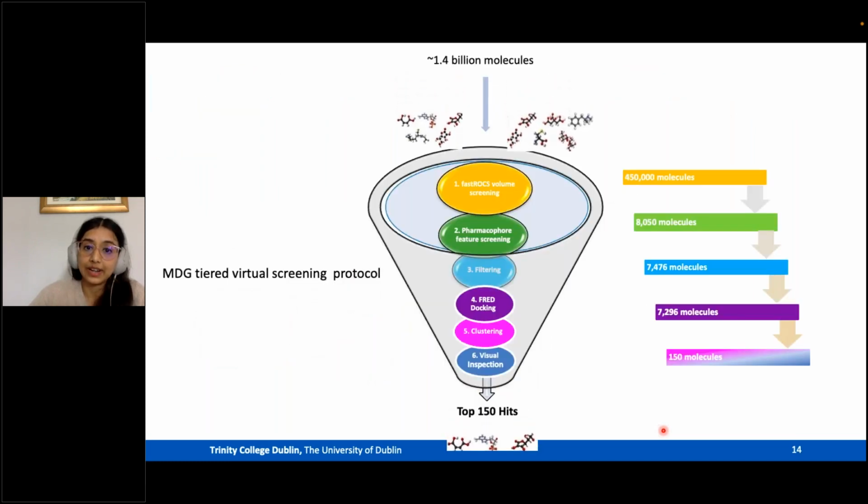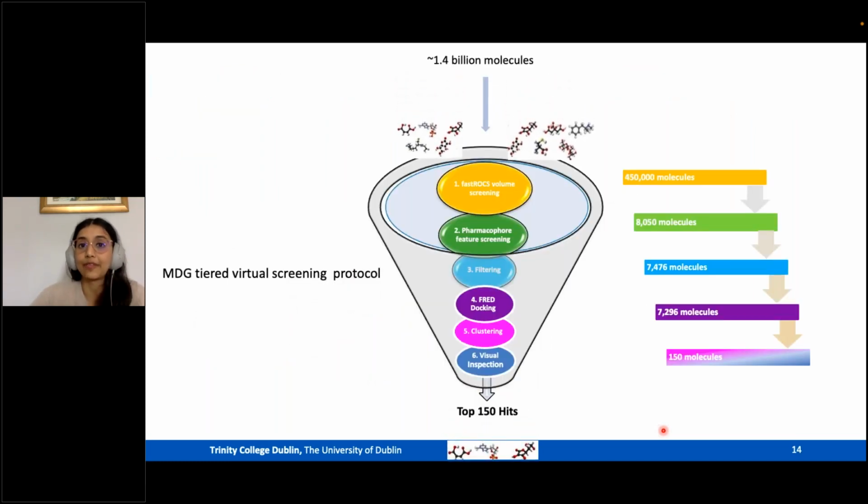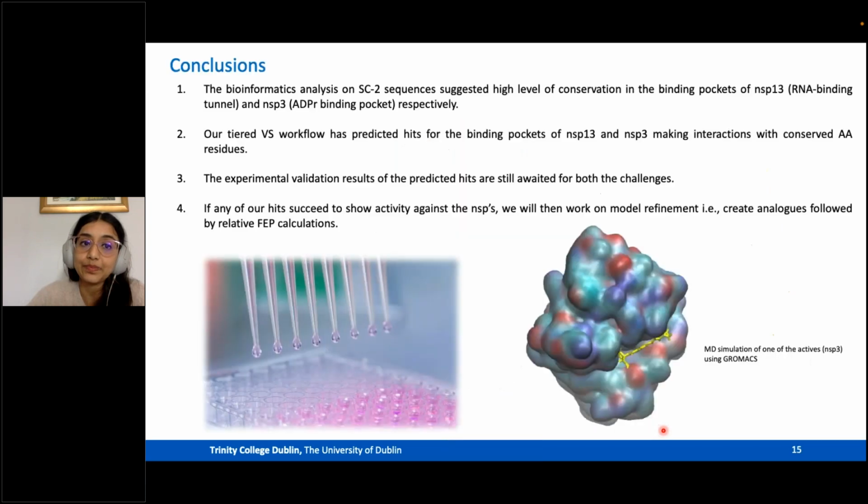So this slide here represents the entire MDG protocol of how we screened approximately 1.4 billion molecules and how we went down to the top 150 hits that were submitted for the experimental validation using the MDG tiered virtual screening protocol. So in conclusion, the bioinformatics analysis on SARS-CoV-2 sequences suggested that there is a high level of conservation within the binding pockets of NSP13 and NSP3. Our tiered virtual screening workflow has predicted hits that do make interactions with these highly conserved residues.